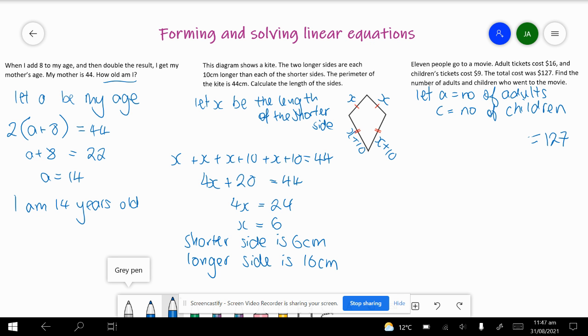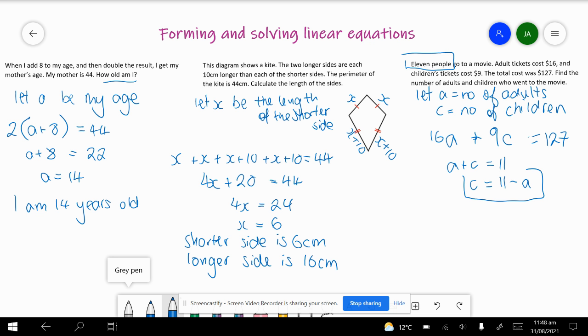Okay, so the cost for the adults is going to be the number of adults times the cost, which is 16. And the cost for the children is going to be the number of children times 9. We do have a bit of a problem here because we've got 2 variables, A and C. But we were given some more information. We know that 11 people went to it. So we know that A plus C equals 11. And if we rearrange that, we can find C equals 11 minus A by subtracting A from both sides.